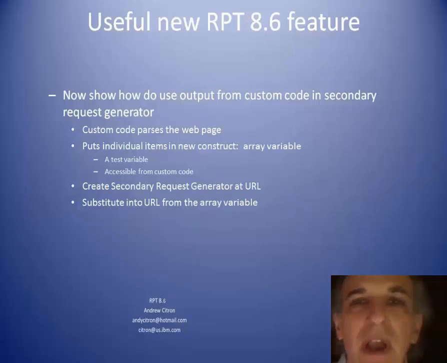And now I'm going to show how to use output from custom code in a secondary request generator. The custom code parses the web page. You put individual items in a new construct called an array variable, which is a test variable and is accessible from custom code. And then you create a secondary request generator at the URL, and you substitute into the URL from the array variable. And so it's some very specific custom code.